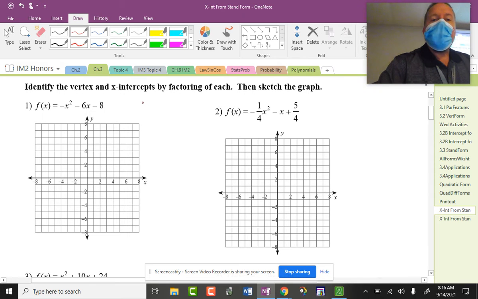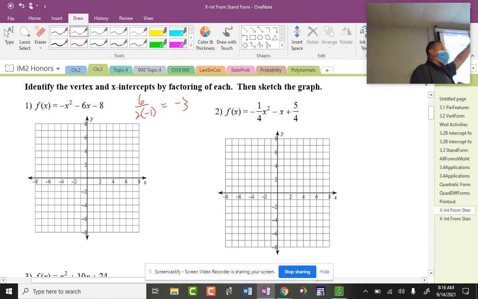But first of all, the opposite of b over 2a, which is 2 times negative 1, that's the x coordinate of the vertex, which is negative 3, right? How many people got that correct?